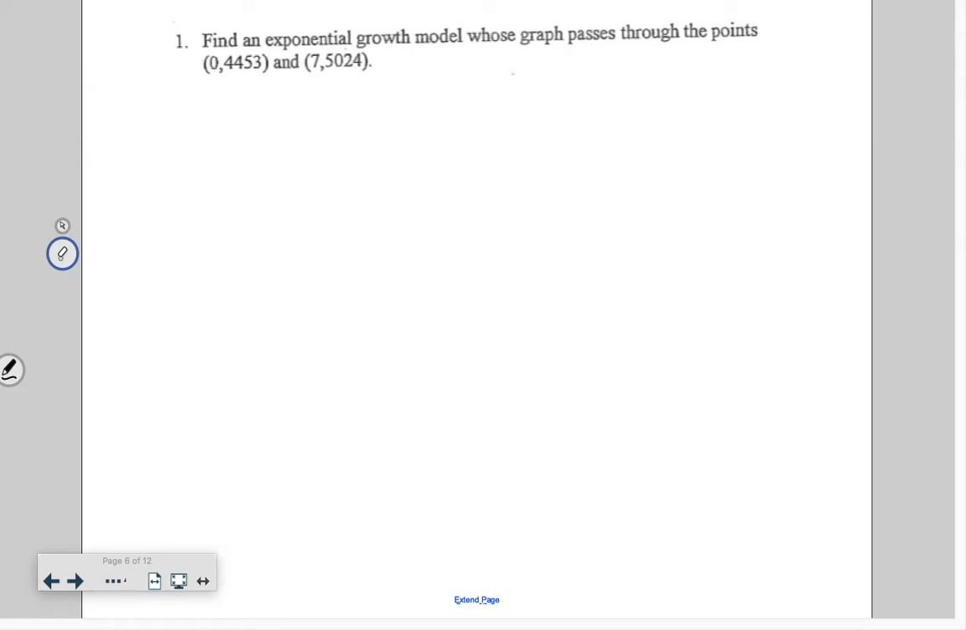Okay? So if we take a look, we're going to take an exponential growth model whose graph passes through those 2 points. So here's the idea. Remember the general equation for exponential equations: y equals a times b to the x power. That's where we started this chapter. Where a is your initial value, your starting value, and b, remember, is your multiplier. That's what makes this exponential, that common multiplier. Okay, so I need numbers for those two in order to come up with an equation.